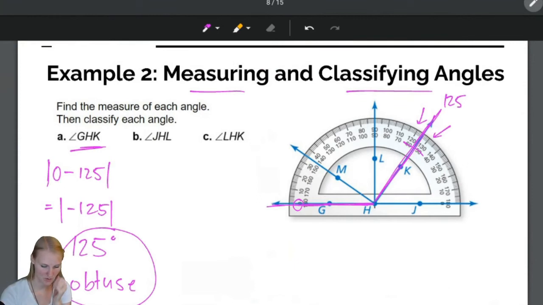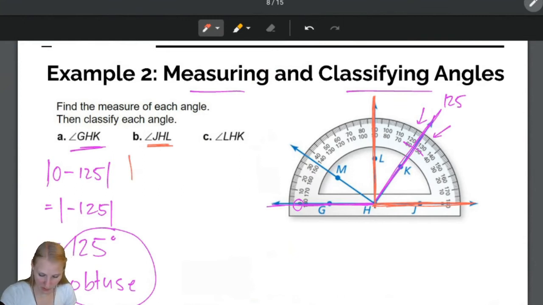Ta-da! Okay, next one, JHL. Okay, so now here's J, there's H, and L is right up here. So now this is the angle I'm looking at, the red one. What type of angle do you think this is? Acute, right, obtuse? What'll it be?